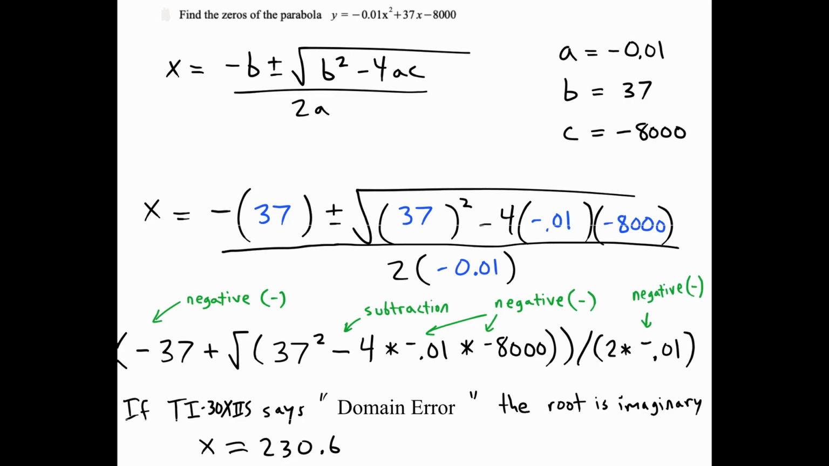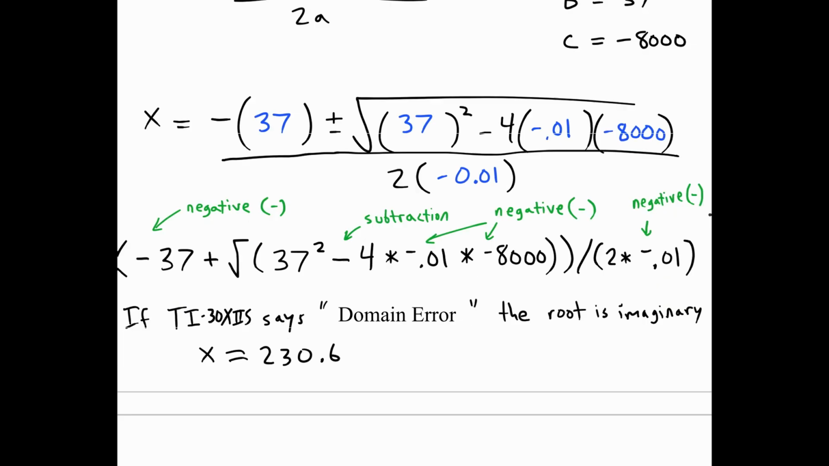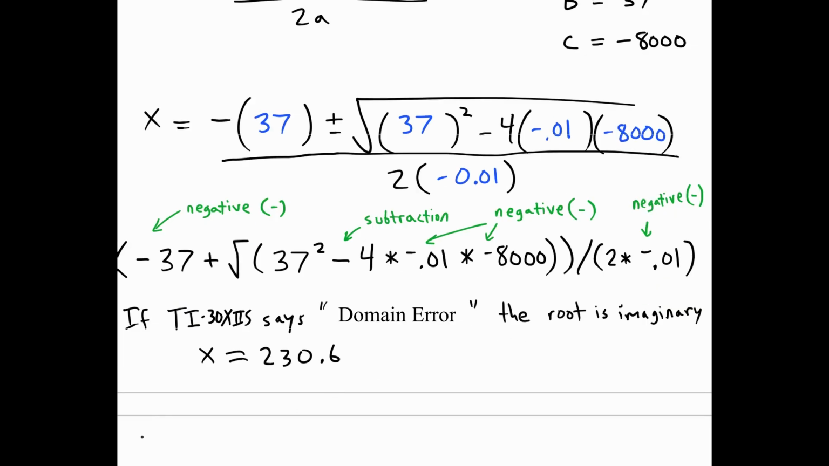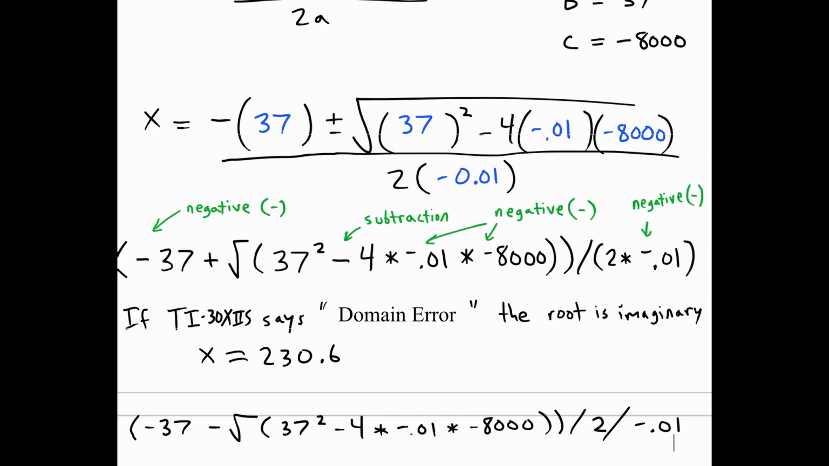We also want to find the negative of this plus or minus here. So for that, let's type in negative 37 minus the square root of 37 squared minus 4 times negative 0.01 times negative 8,000. Another option for this denominator is you can divide by 2 and also divide by negative 0.01. Both those methods will give you the same answer. It's just that you're trying to tell the calculator to make sure that both the 2 and the negative 0.01 are in a denominator position.